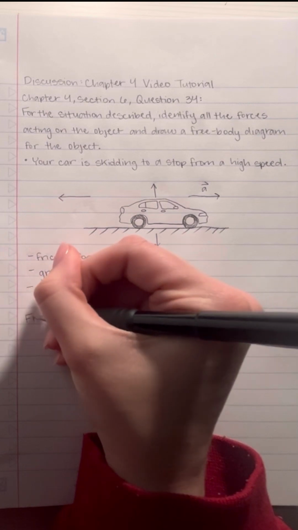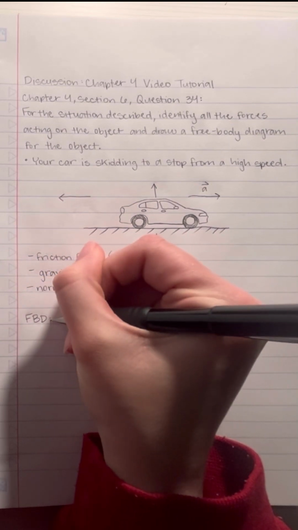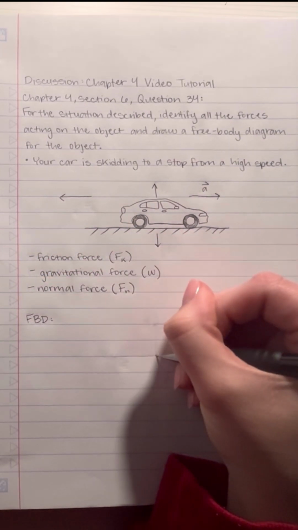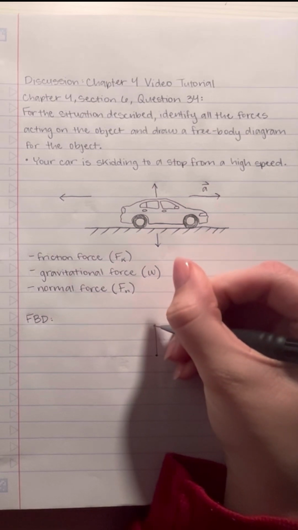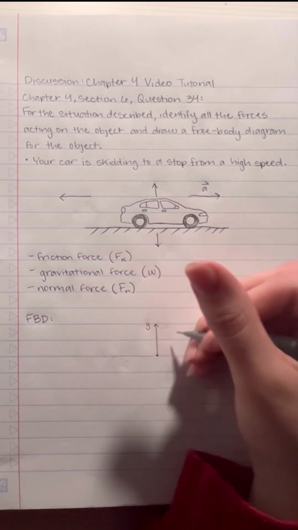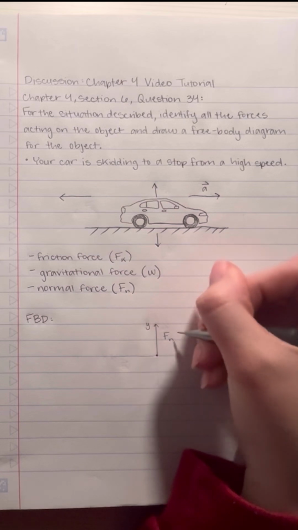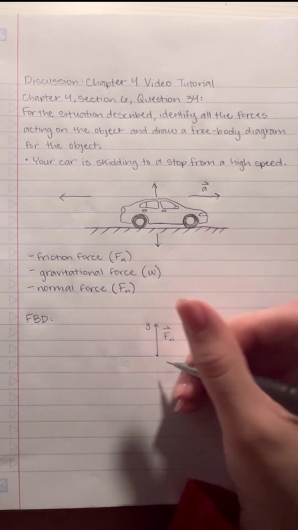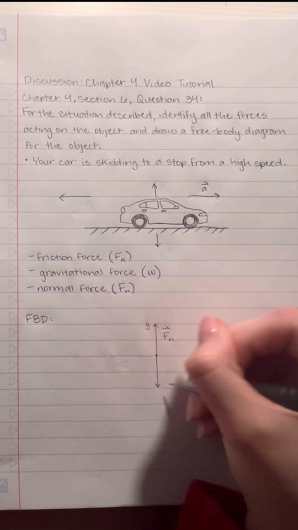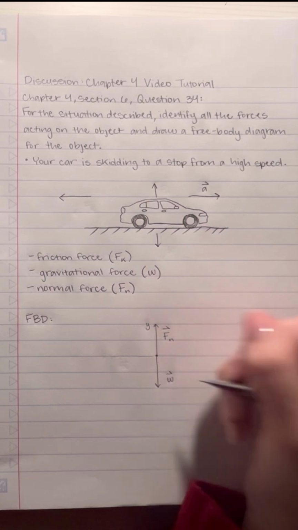Now that we have identified all of our forces, we can draw a free body diagram. First, we start by drawing the origin, which represents the car. Then we can draw our normal force on the y-axis, pointing upward. Now we can draw our gravitational force pointing downward on the y-axis.